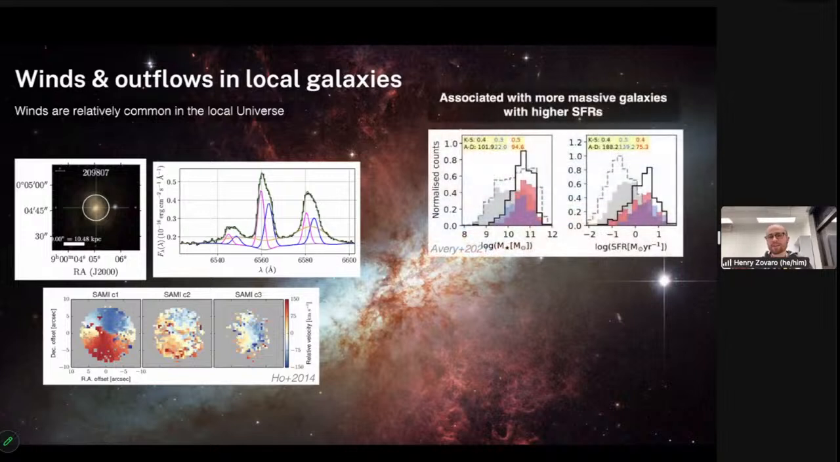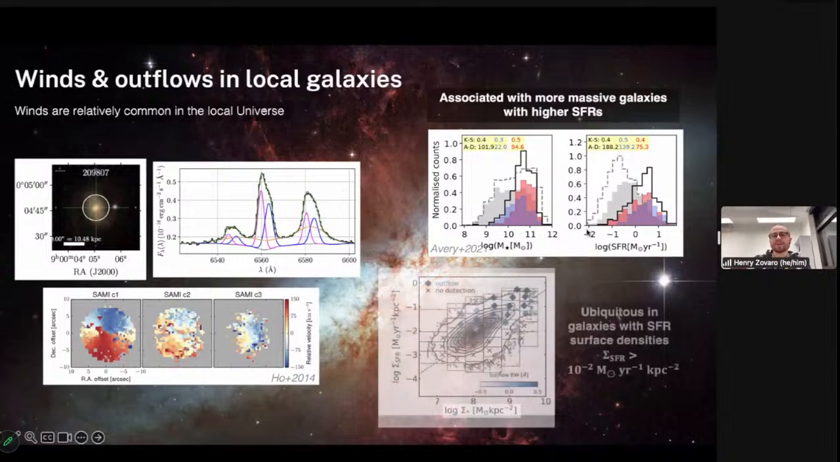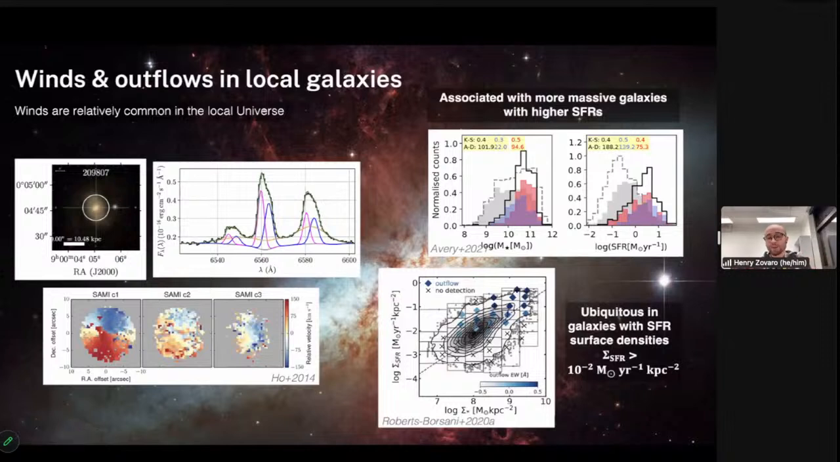Past studies have shown that galaxies with winds tend to be more massive, and they tend to have high star formation rates, as shown by this study from Avery et al. 2021, where the black histograms represent galaxies with winds, and the gray histograms represent galaxies without winds. It's also been shown that winds appear to be ubiquitous in galaxies with star formation rate surface densities above a certain threshold. In this particular study by Roberts-Borsani et al., they found that galaxies with outflows, which are these blue triangles, all appear to have star formation rate surface densities in excess of around 10 to the minus 2 solar masses per year per square kiloparsec.